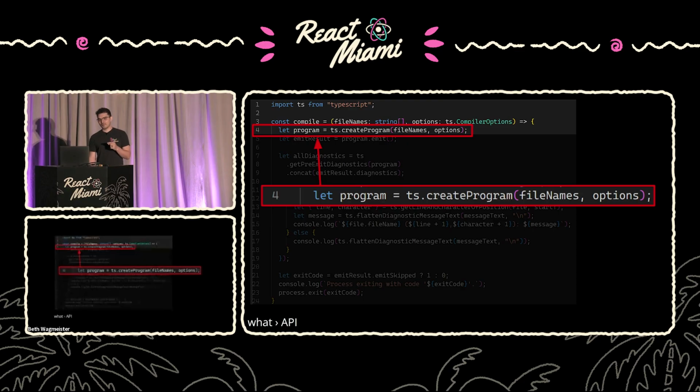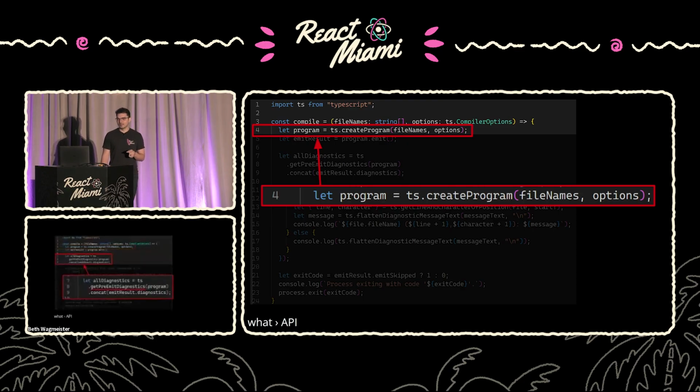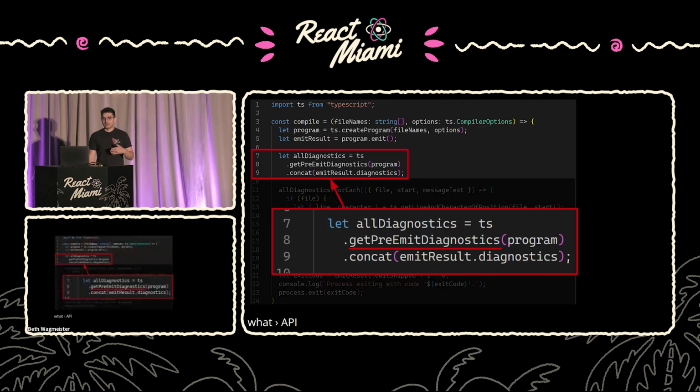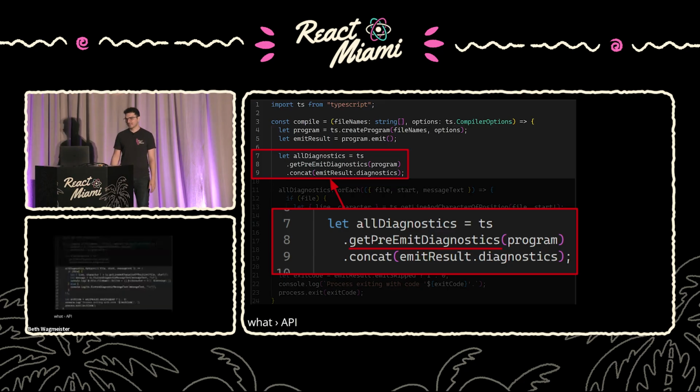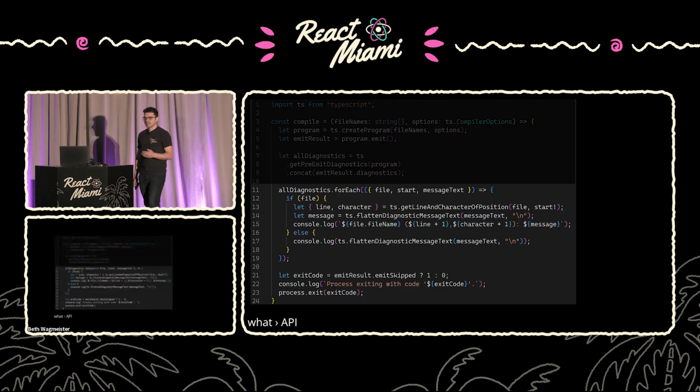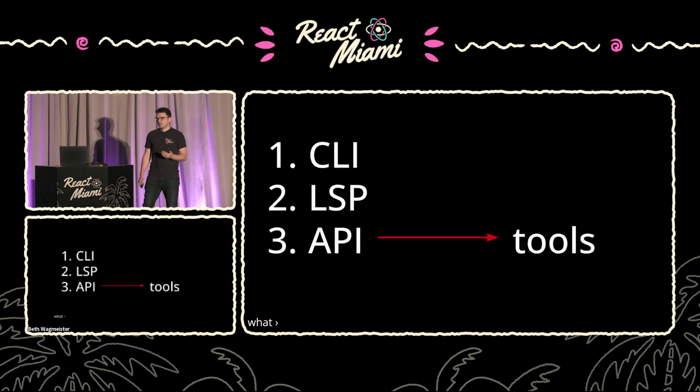Then ts create program creates a source file and gets everything together. And then the type checking part actually happens for this function, get pre-emit diagnostics. And I think that's sort of funny that they called it something so cryptic, but that's nerds for you. They couldn't help themselves. And then everything else is just getting the info back to the user. So it's mostly tooling that uses the API.